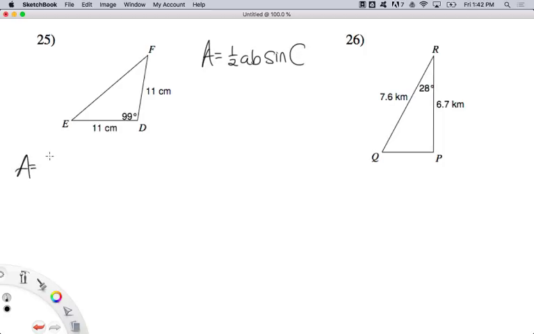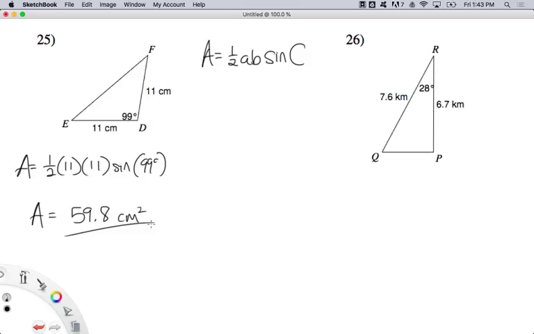So it's very simple. Area is 1/2 times 11 times 11. The order of the sides doesn't matter. Times the sine of the angle in between them. So it's 0.5 times 11 times 11 times the sine of the angle in between them. And you get area equals 59.8 centimeters squared. Okay, simple as that. Everybody go ahead and do number 26.